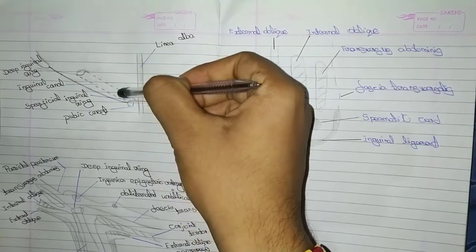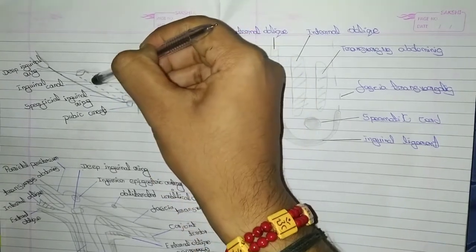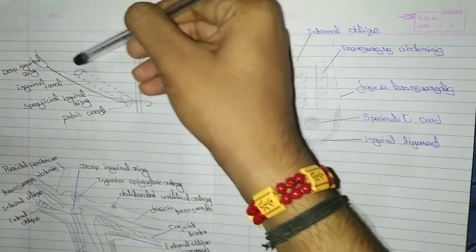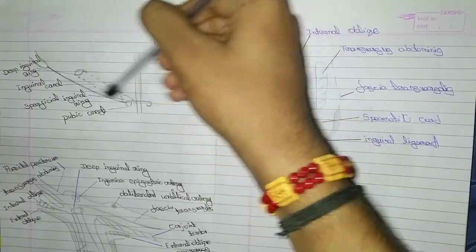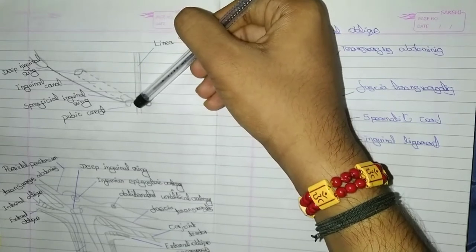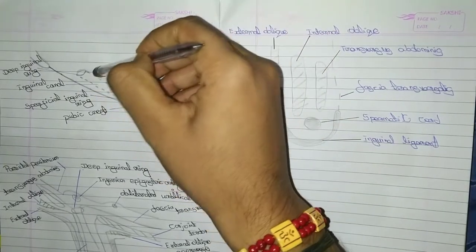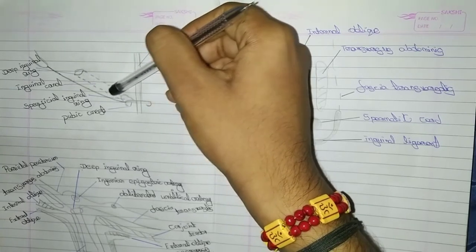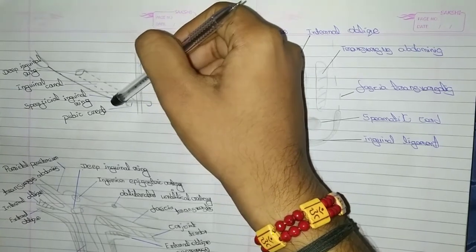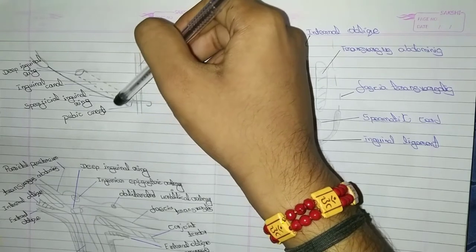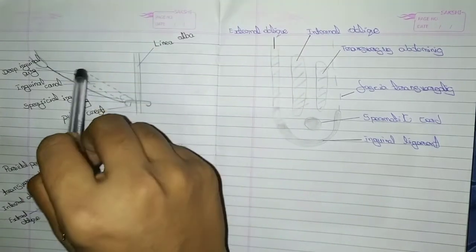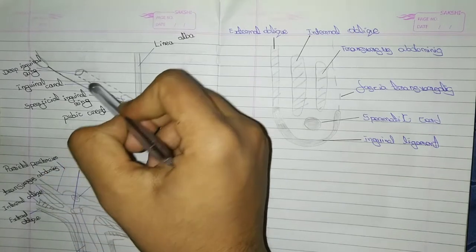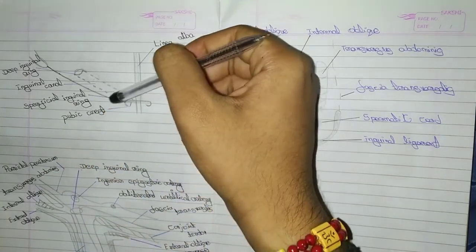This inguinal canal is 4 cm long and directed downward, forward and medially. It is formed due to the descent of testis and ovary into the scrotum and pelvis respectively during fetal development. The main content of inguinal canal in male is spermatic cord. In female it is round ligament.